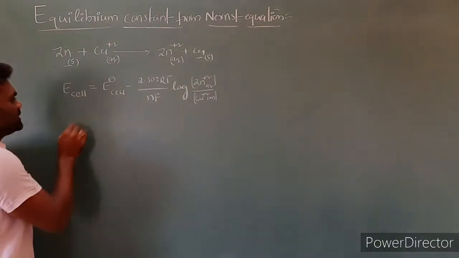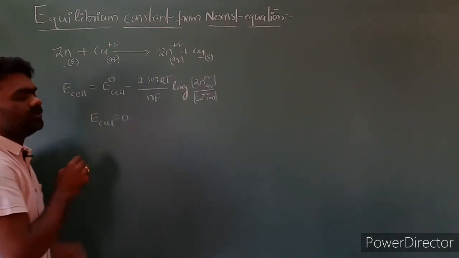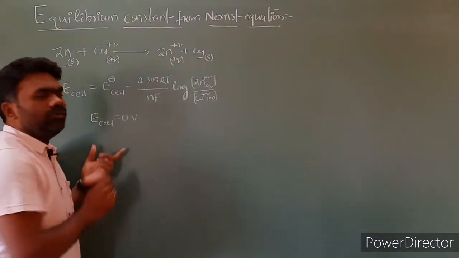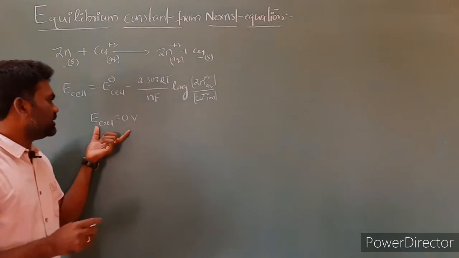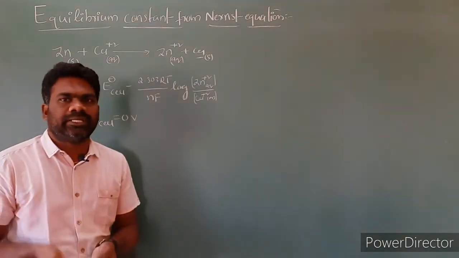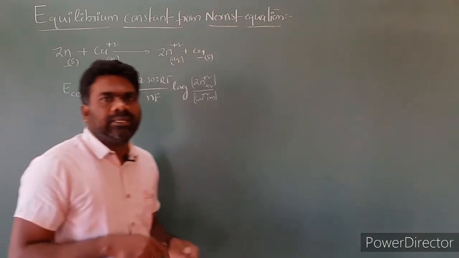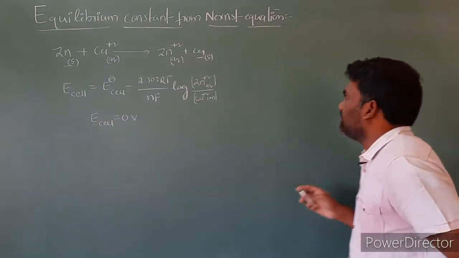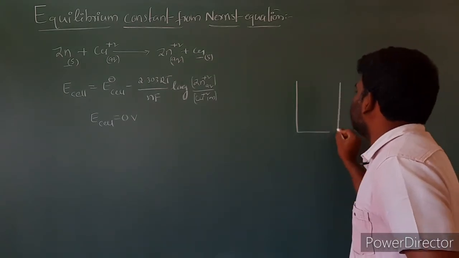In this case, E cell is equal to 0 volts when the cell attains equilibrium. Now the question arises: why should we take E cell equal to 0 when the cell attains equilibrium? Let us understand by taking a Daniell cell. I am briefly drawing the construction of a Daniell cell.